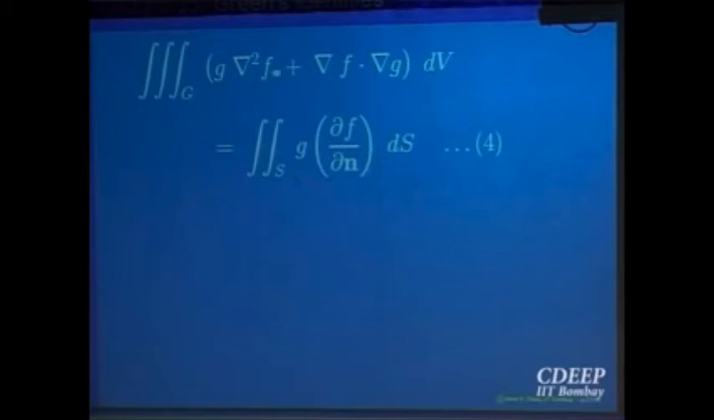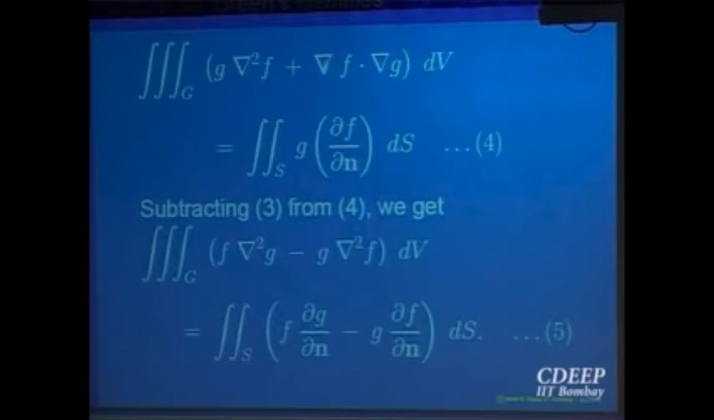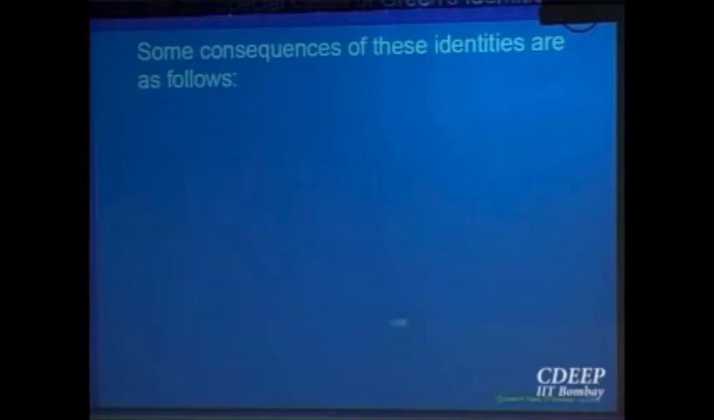So interchange f and g and subtract one from the other, so you will get another identity. So g del square f plus, that was the equation, subtract it from the other one, so this term will vanish, and you will get f del square g minus g del square f is equal to f del g by del n minus g del f by del n. So this is another identity which is sometimes useful. This is called Green's second identity. We'll see applications of all this one by one.